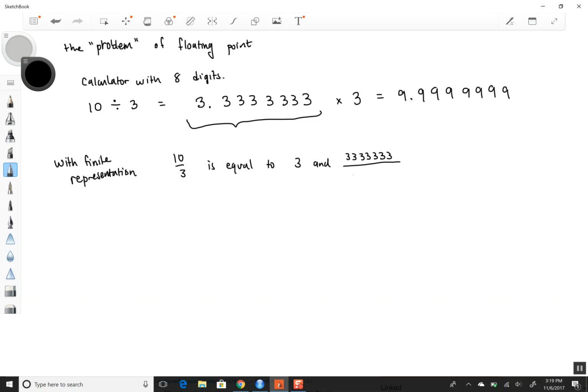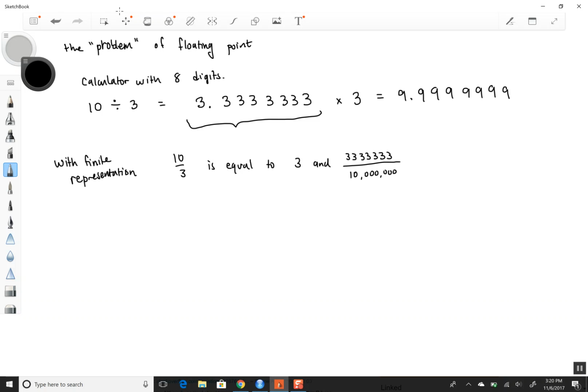3,333,333 ten-millionths. Okay, so this would be 3.3333333 exactly. So that's 3 and 3,333,333 ten-millionths, and 10 over 3. Those are exactly equal with finite representation, and there's no way to differentiate between the two. And so when we say, what is this times 3, it's going to give us this value. And that's effectively the problem.